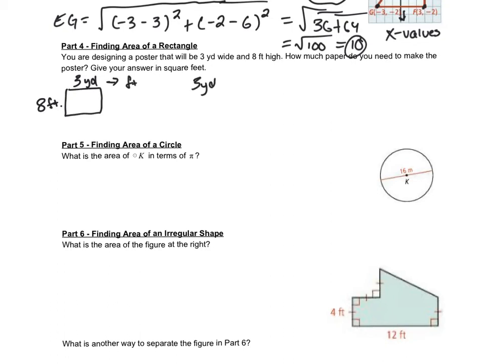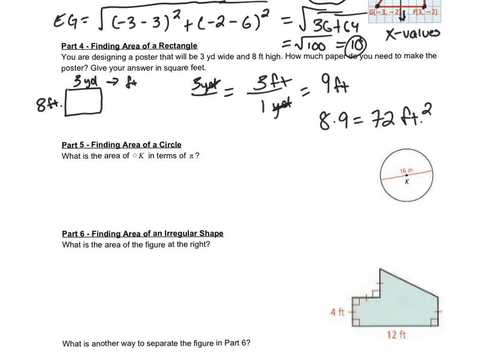So 3 yards is equal to 1 yard over, well, how many feet are in a yard? 3, right? So our yards now cancel. 3 times 3 is 9, and feet is left. So we have 3 yards is equal to 9 feet. And then to find the area, 8 times 9 is 72 feet squared.